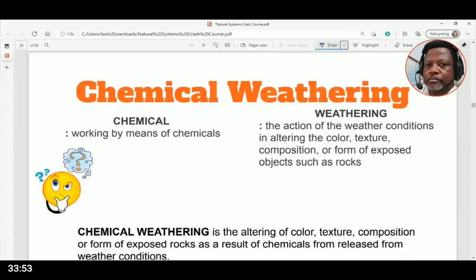A term which is called decomposition. Notice the term: composition, makeup. Decomposition, you're reversing that chemical makeup of the rock, so the rock weakens and falls apart.